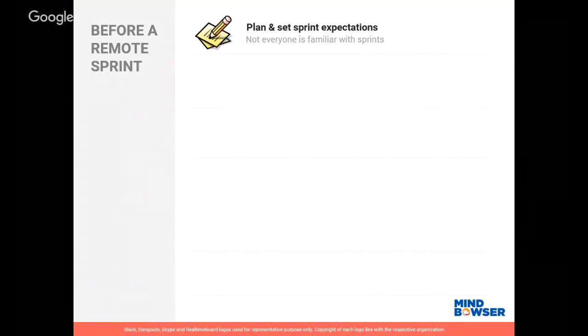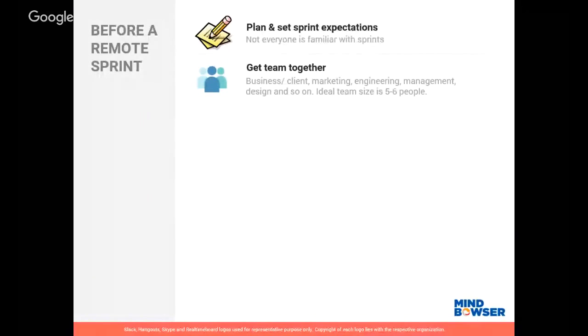That really works. Then again, you will need the same kind of team that you would require for a normal on-location sprint. You will have to have it multidisciplinary, where the business, client, marketing, engineering, management, and designers, everybody gets together. The ideal team size for sprints, I would say, is 5 to 6 people. Otherwise, if there are more people, it gets a little chaotic or it could get a little out of hand. So I think 5 to 6 people is optimal.